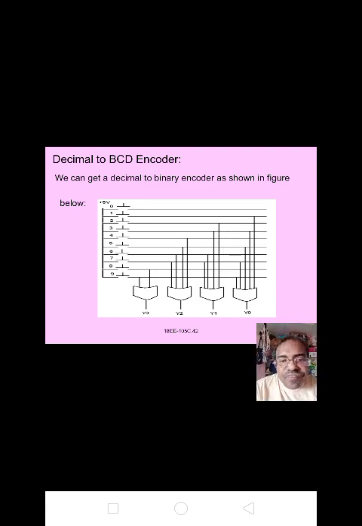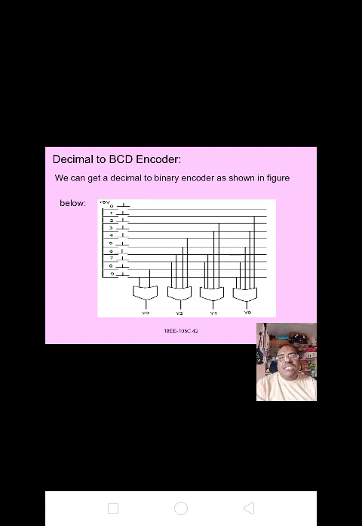That is, when one of the push buttons is closed, we get the output for that one only. Rest of all are zeros. For 0 the output is not there. For 1 it is 0, 0, 0, 1. For 2 it is 0, 0, 1, 0. For 3 it is 0, 0, 1, 1. Next, for 4 it is 0, 1, 0, 0.